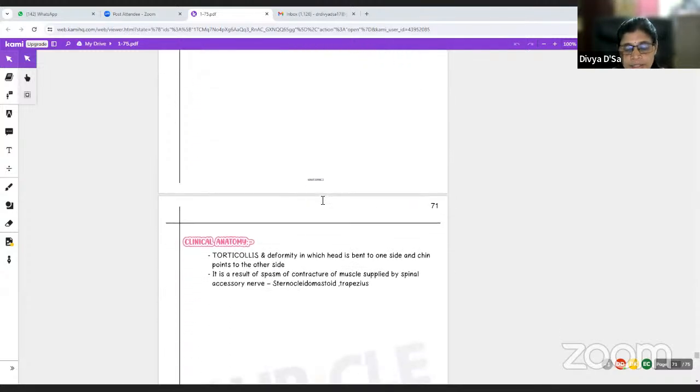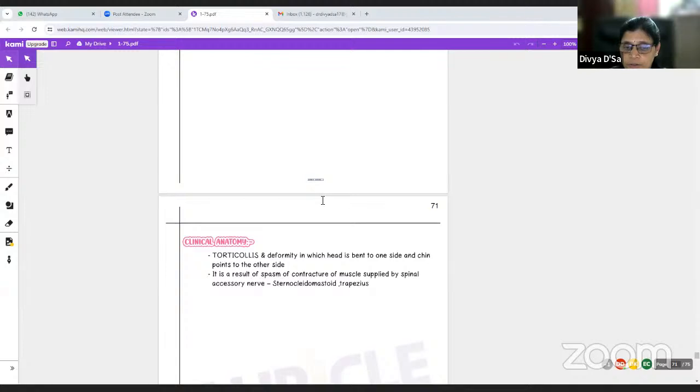So what is the clinical condition here? Okay, we see torticollis. Torticollis is basically a deformity, also called wry neck. Here the head is bent to one side and the chin is pointed to the other side. Because of the spasm of the muscle, the chin will be pointed towards the opposite side, and the head is bent to the same side.